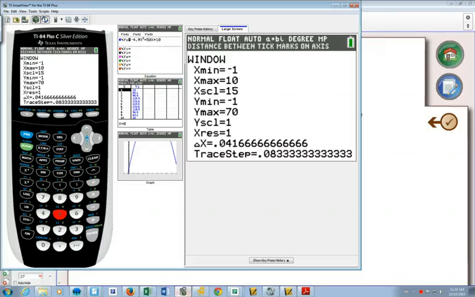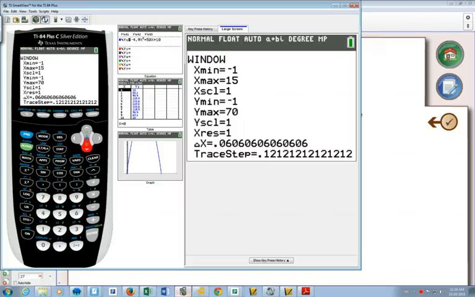I know, I did my scale. Man, I'm off today. 15. We'll keep our scale. This XSCL just tells you how many ticky marks you're going to make. Ticky marks, those little tick, tick, tick things. I don't know if that's the official word for it or not.